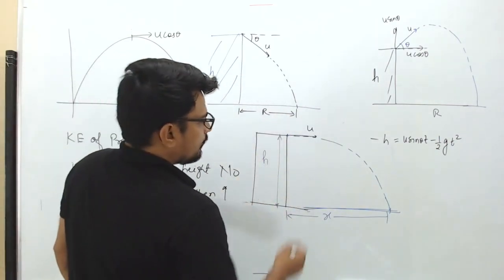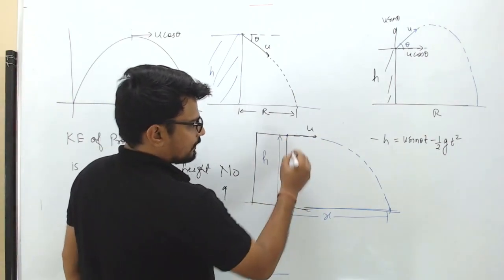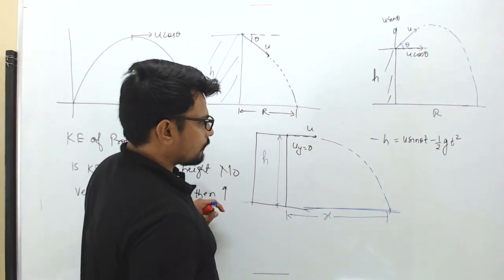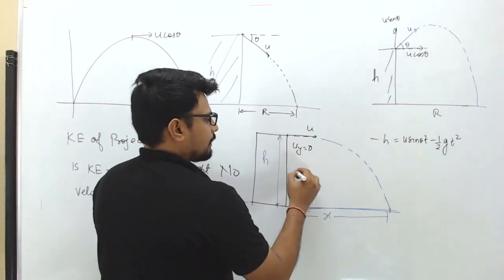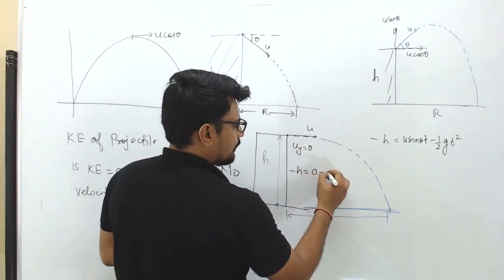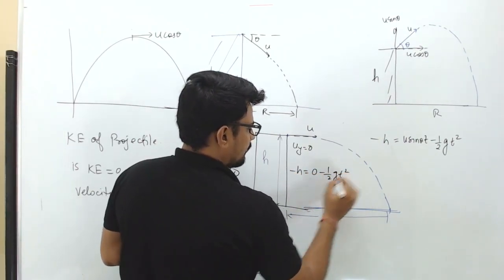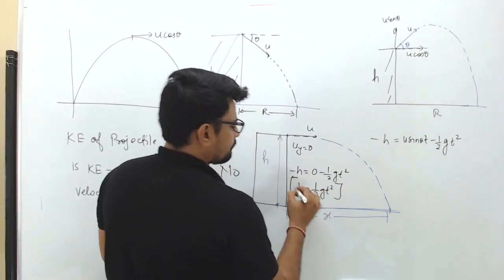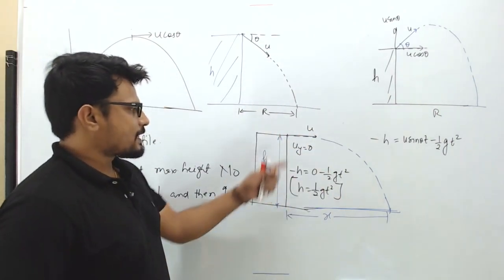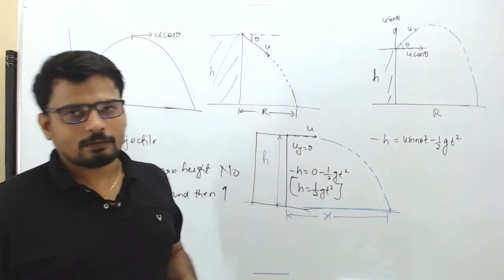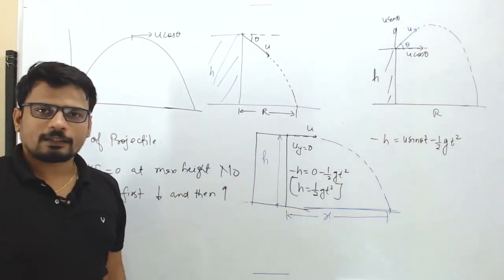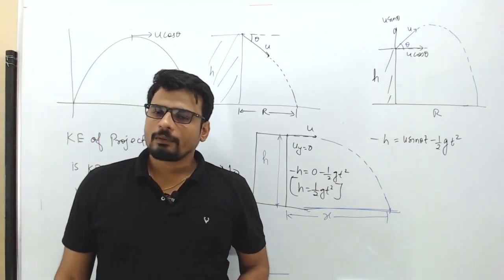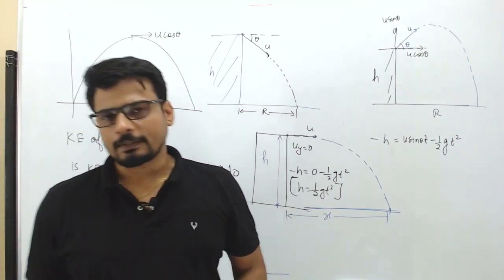Look at this one. Initially, what is the horizontal velocity? U. What is the vertical velocity? It is 0. So in this case, negative h equals u times 0 minus half g t square. So h will be half g t square. So this is the easiest among all these three. Of course, even these are also easy. But since the vertical component of the velocity becomes 0, it becomes slightly easy for the calculations. And we are always looking for the things in which the initial velocity becomes 0. That makes it easier for you for the calculations.